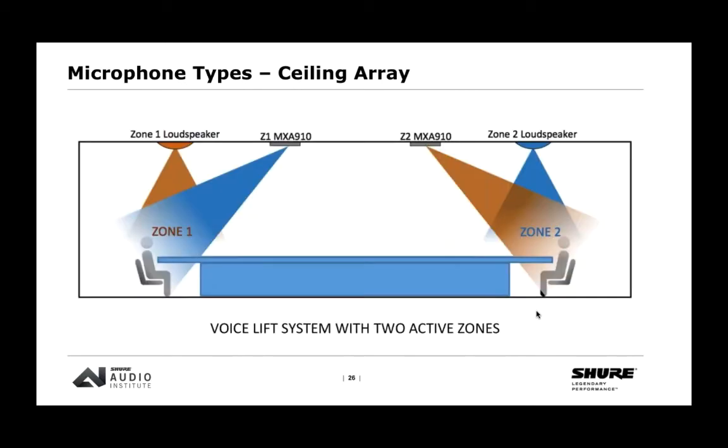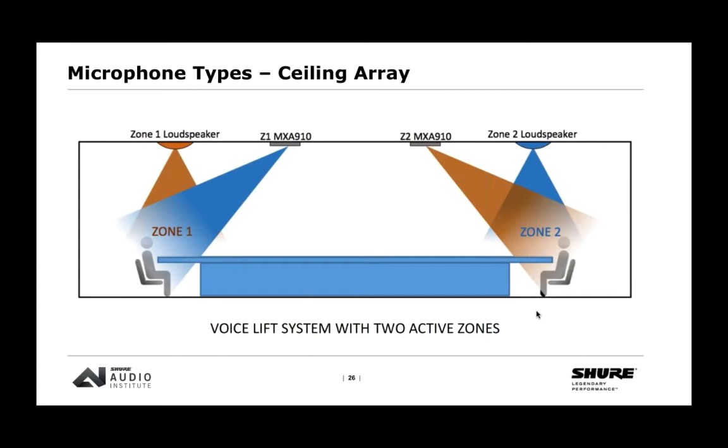And here is a graphic showing how to adjust those lobes. I have a blue lobe from the Zone 1 MXA 910, which is routed to the Zone 2 loudspeaker and not routed to the loudspeaker in which the lobe is currently aimed. And then from the Zone 2 MXA 910, I have a lobe from that zone only routed to the Zone 1 loudspeaker. So the blue lobe is routed to Zone 2, and that brown lobe is routed to Zone 1.